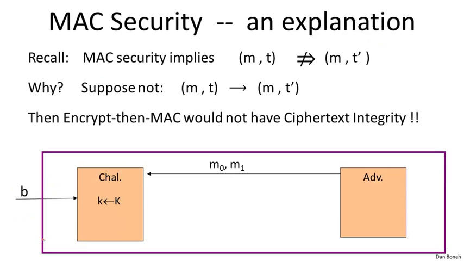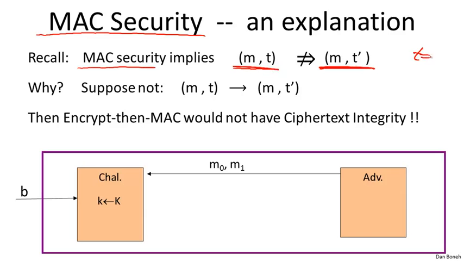Now that we understand this mode of encrypt then MAC, we can go back to the definition of MAC security, and I can explain something that might have been a little obscure when we looked at that definition. If you remember, one of the requirements that followed from our definition of secure MACs meant that given a message MAC pair on a message M, the attacker cannot produce another tag on the same message M.